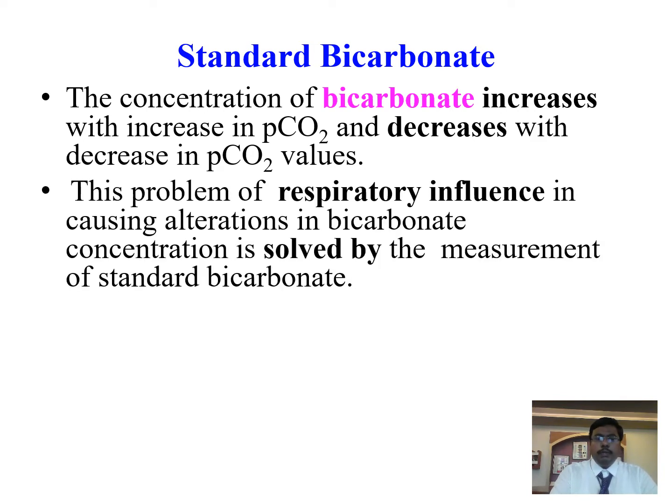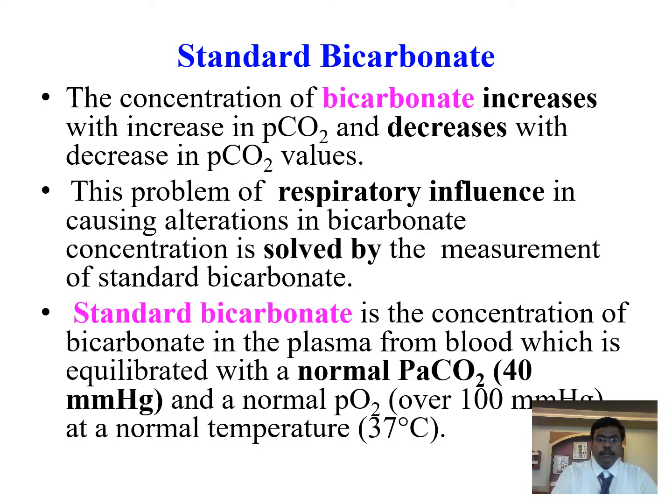This problem of respiratory influence in causing alterations in bicarbonate concentration is solved by the measurement of standard bicarbonate. Standard bicarbonate is the concentration of bicarbonate in the plasma from blood, which is equilibrated with a normal PCO2 of 40 mmHg and normal PO2 of 100 mmHg at a normal temperature of 37 degrees Celsius.